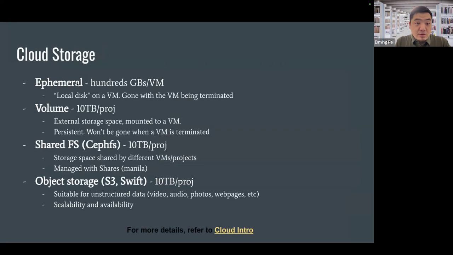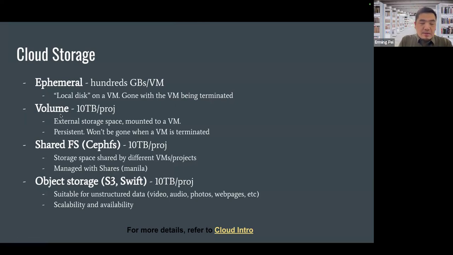There are four types of storage. Ephemeral is the so-called local disk on the VM. It'll be gone when the VM is terminated or destroyed. If it's shut down, it's still there. If it's just deleted, then the disk will also be gone. So don't store any important data there. That's the major difference between ephemeral and other storage types.